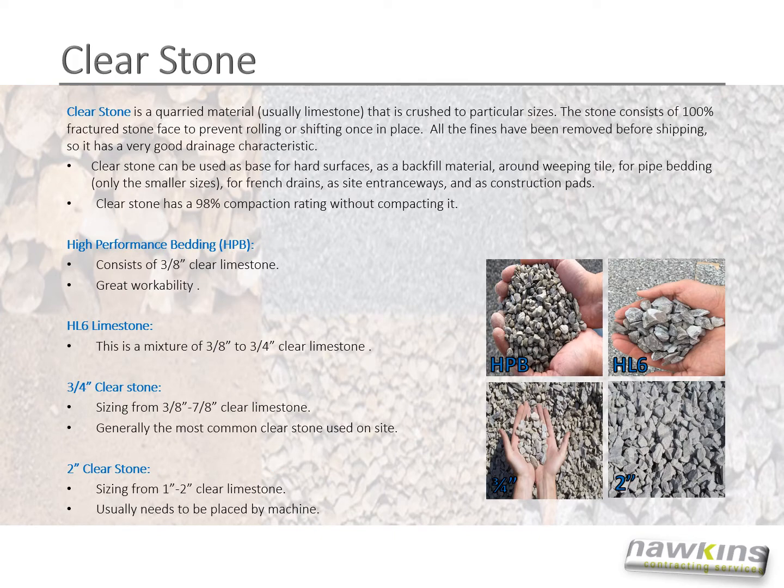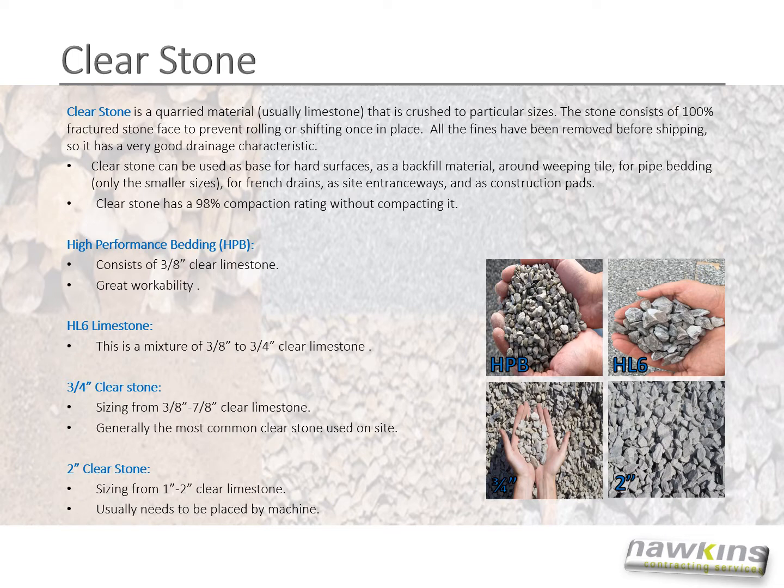Clear stone. Clear stone is a quarried material, usually limestone, that is crushed to particular sizes. The stone consists of 100% fractured stone face to prevent rolling or shifting once in place. All the fines have been removed before shipping, so it has a very good drainage characteristic. Clear stone can be used as a base for hard surfaces, as a backfill material, around weeping tile, for pipe bedding, for French drains, as site entranceways, and as construction pads. Clear stone has a 98% compaction rating without compacting it.